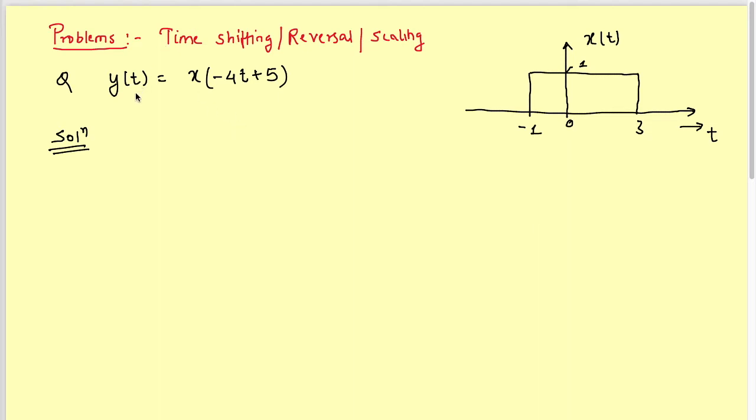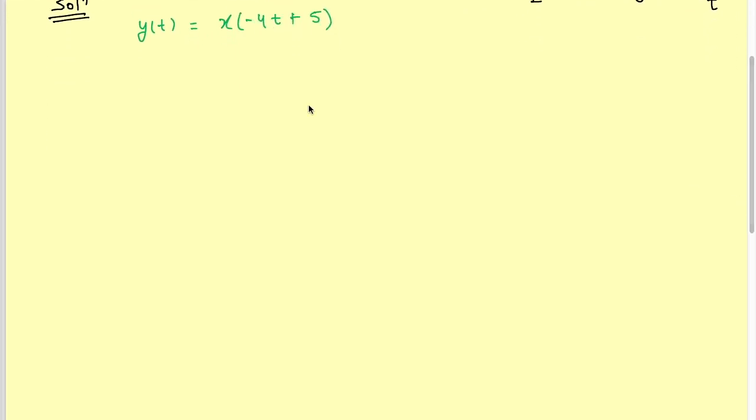So this is my signal y of t, which is x of minus 4t plus 5. I will take my left hand side approach, LHS. y of t can be written as x of minus 4t plus 5. Now I will take minus 4 out of my time equation, so it will become something like this.